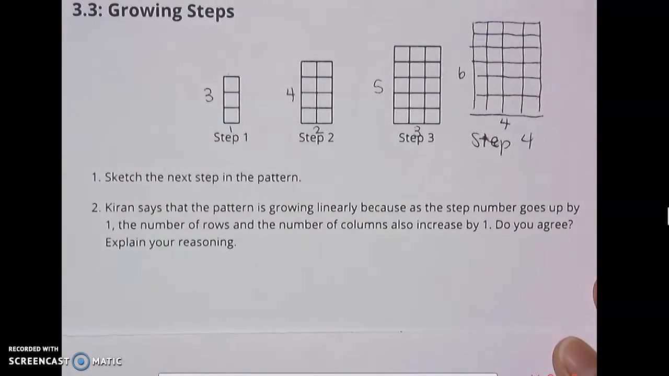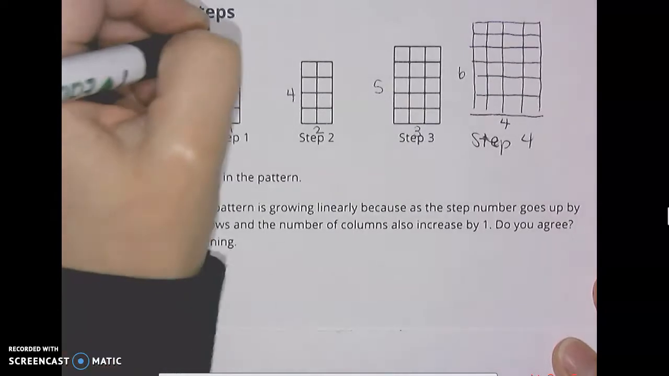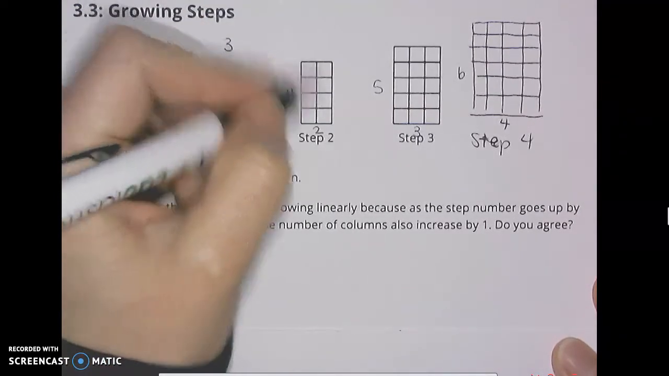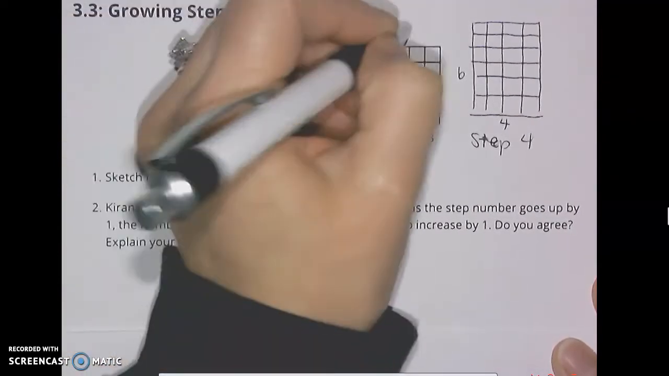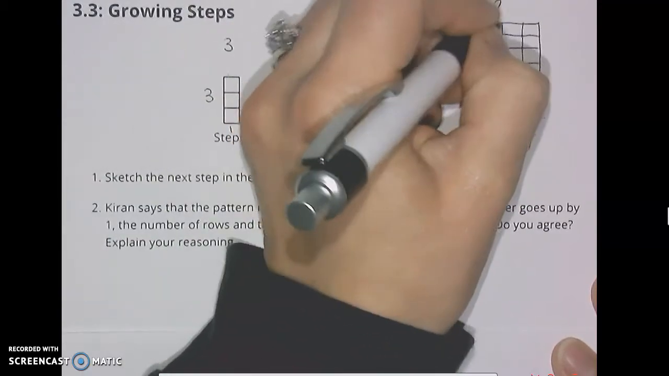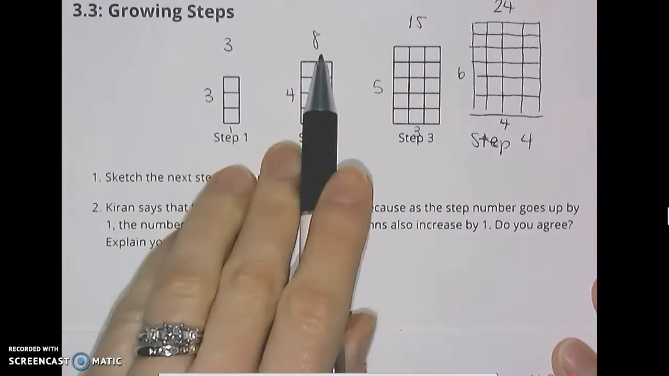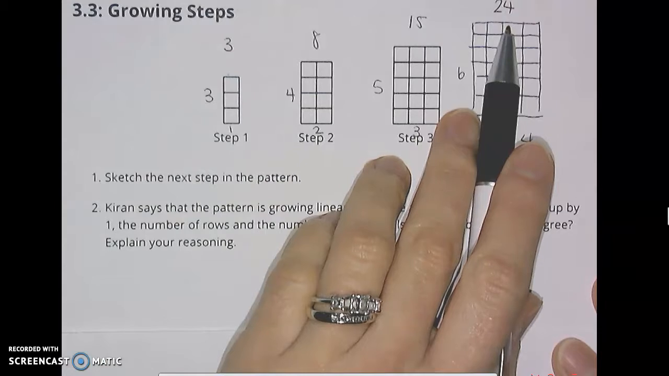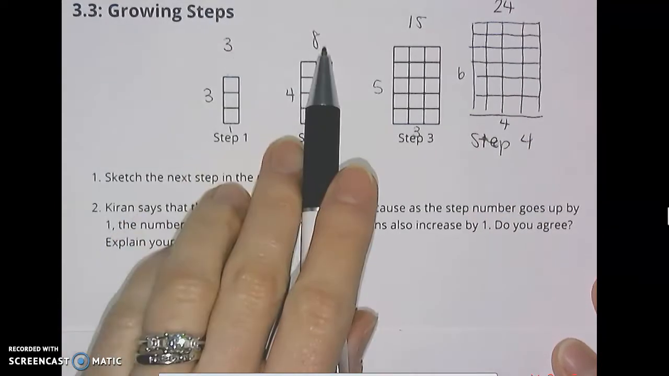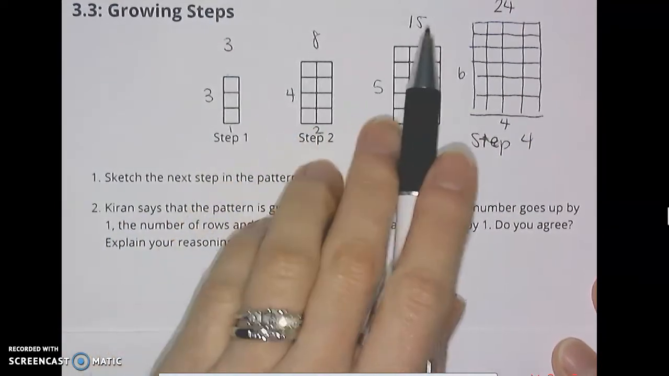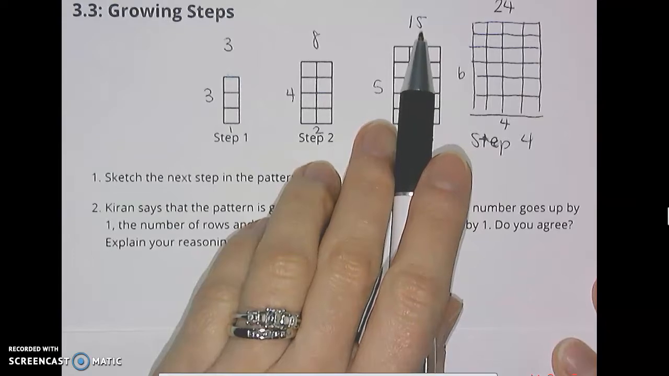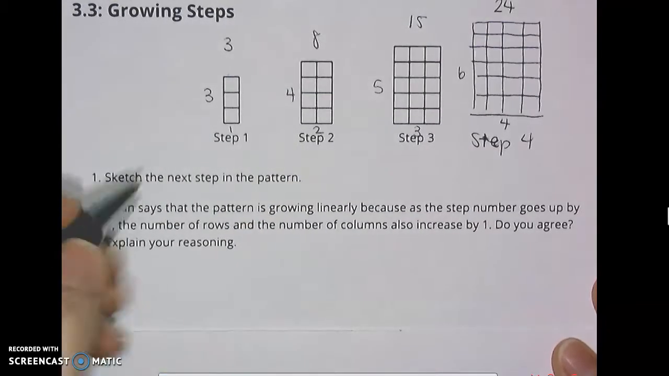And so do you agree with that? We need to explain our reasoning as well. So with this, let's count the number of blocks. So here we had 3 blocks. Here we have 8 blocks, 15, 24. Is this going up by the same amount every single time? Is the number of blocks going up the same? So from 3 to 8, that's adding 5. 8 to 15 is adding 7. So right now we already know that this is not linear.